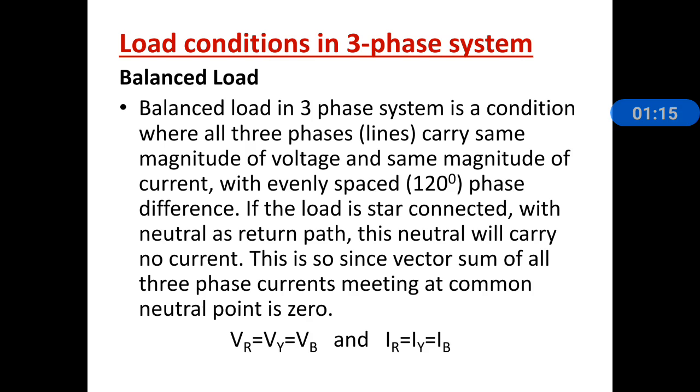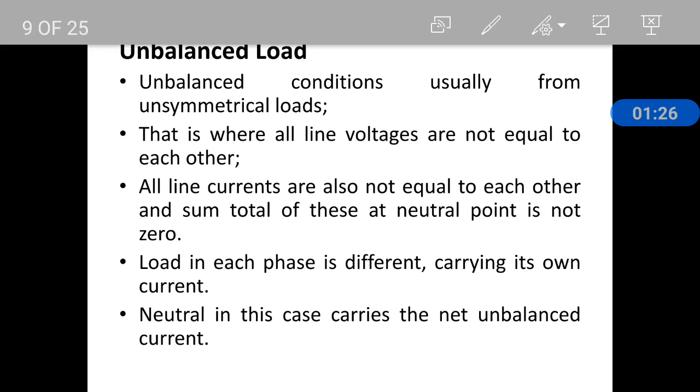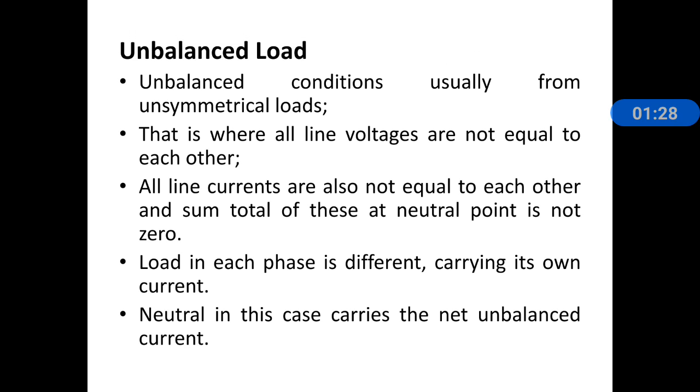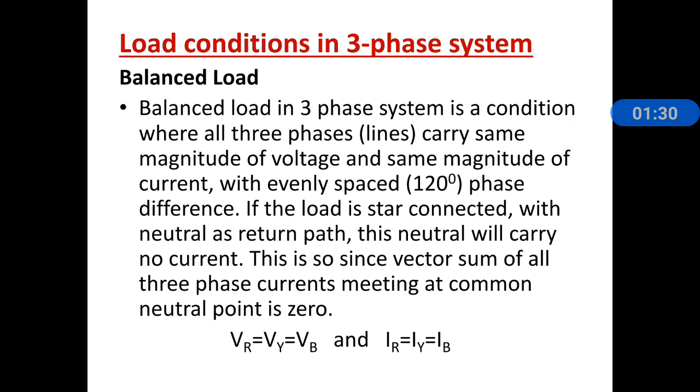So first we are discussing the load conditions in a three-phase system. Here load conditions are of two types. One is balanced load and the other is unbalanced load. So under balanced condition, all the phases have the same voltage magnitude and the same current magnitude. That means in this condition we say the system is under balanced condition.